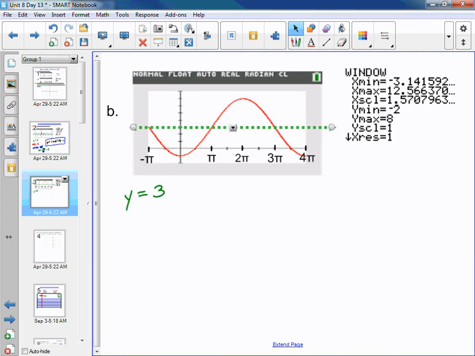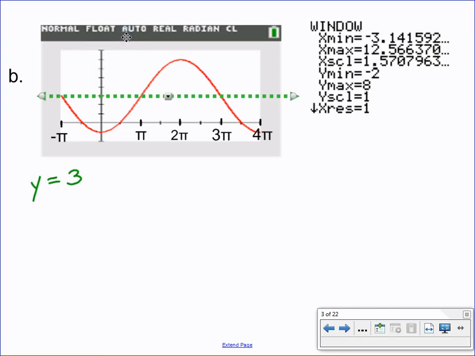Raise your hand if you have y equals 3 for the center line for this one. Anybody else have that? Y equals 3? Awesome.